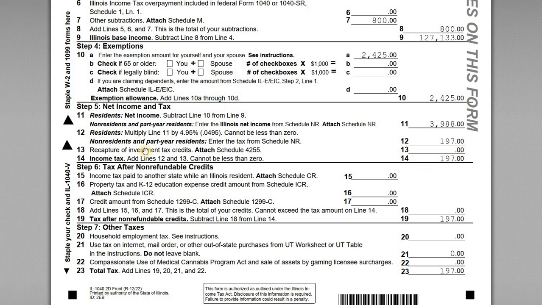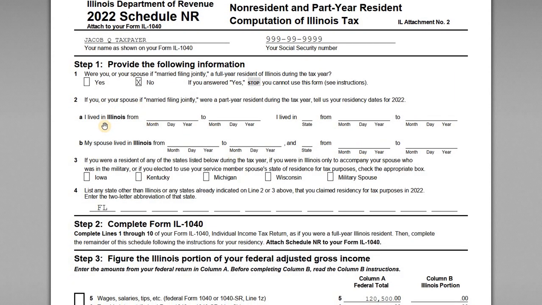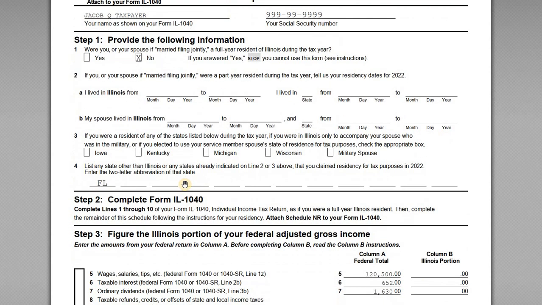So if we look at the Illinois Schedule NR, Step 1, answer these questions, fill in the information as appropriately, right? So question 1, we were not a full year resident of Illinois, so that's a no. Question 2, we weren't a part year resident at all during the year, so none of these are populated.